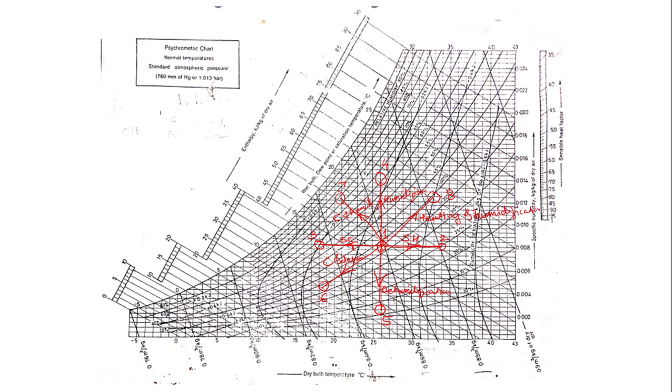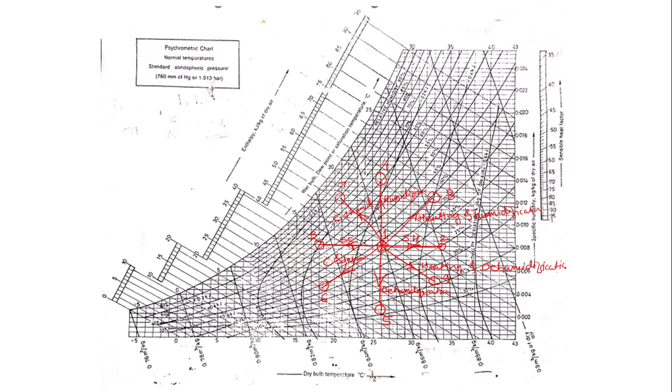And lastly, I'll be having heating and dehumidification. So heating and dehumidification is downward. I'll be having the final process over here, let's say point number 9. This is the heating and dehumidification.